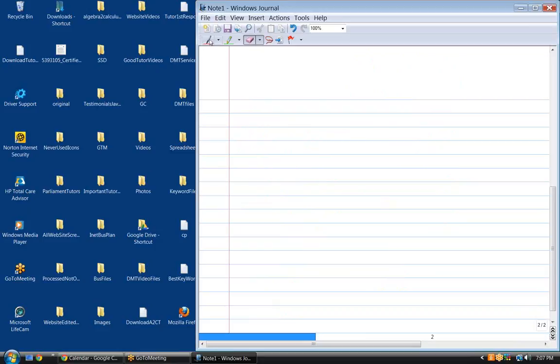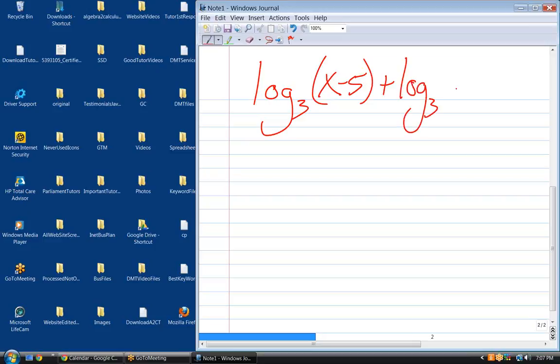Log base 3 of x minus 5 plus log base 3 of x plus 3 equals 2. Okay.